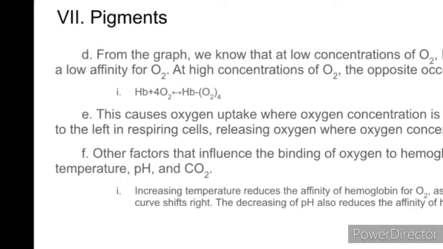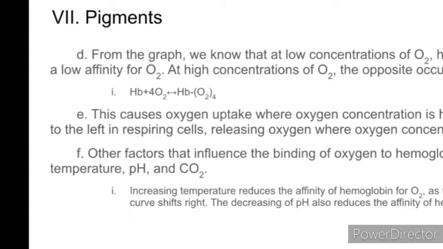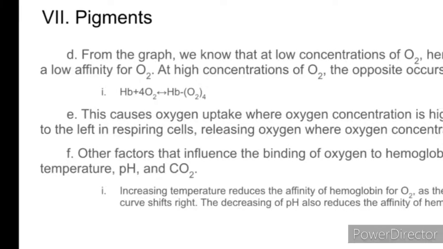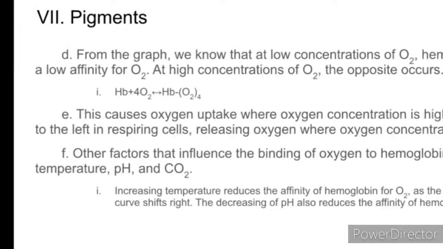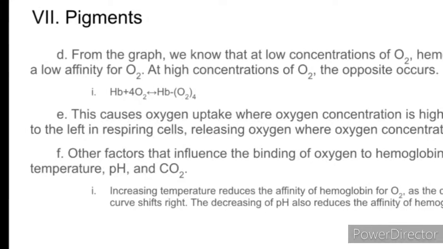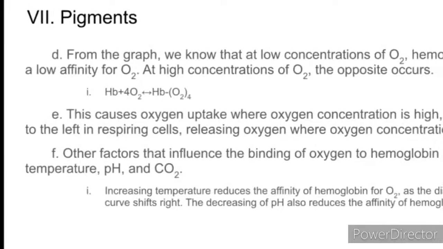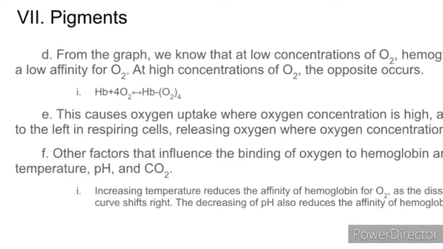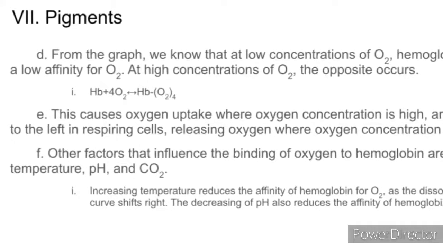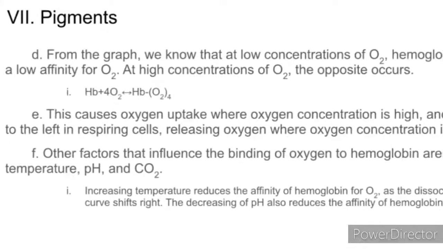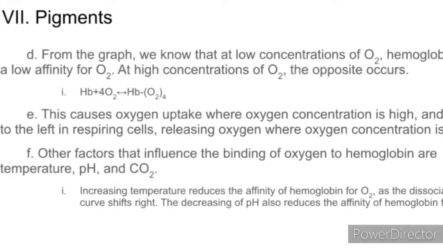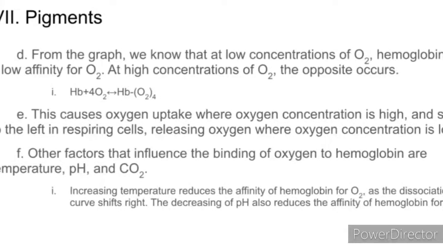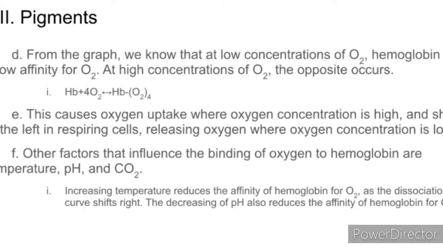From the graph, we know that at low concentrations of oxygen, hemoglobin has a low affinity for oxygen, and at higher concentrations of oxygen, the opposite occurs. In example I, we can see the reversibility of the hemoglobin and oxygen to oxyhemoglobin reaction. And so this causes uptake where oxygen concentration is high and shifts to the left in respiring cells, releasing oxygen where oxygen concentration is low.